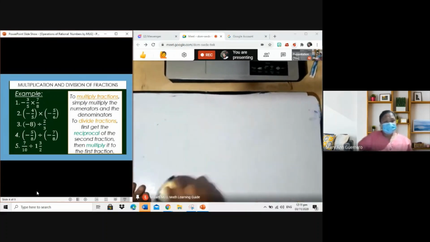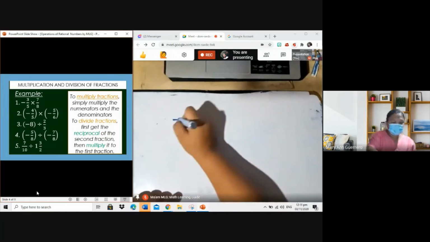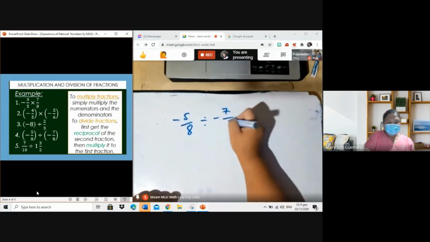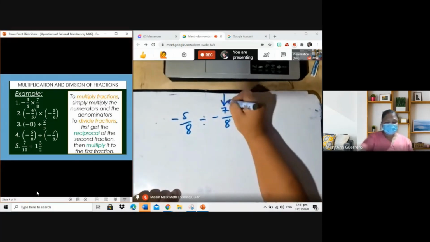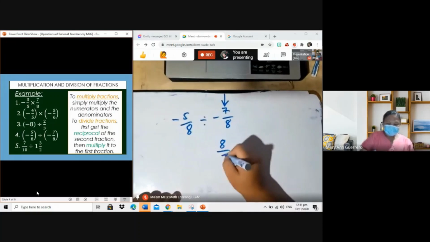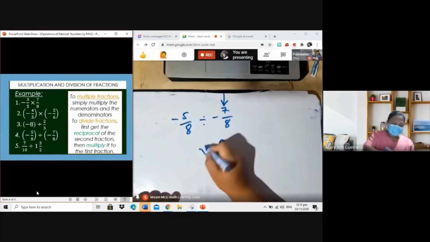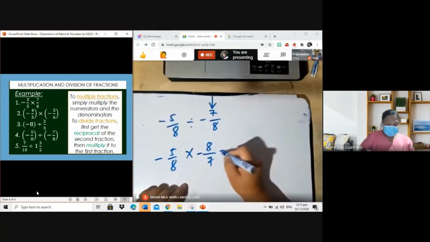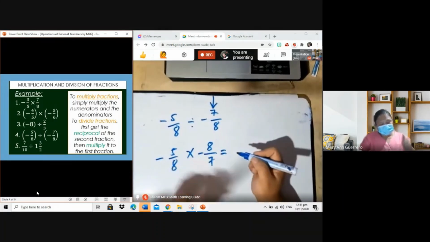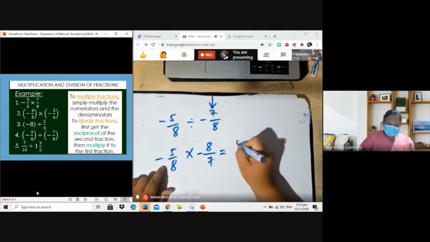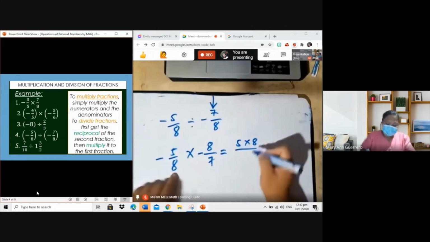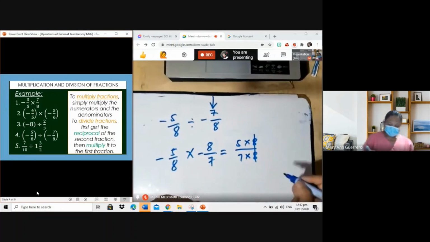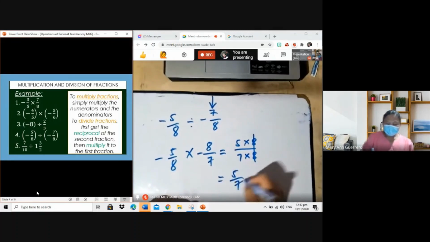Next, we have negative 5 over 8 divided by negative 7 over 8. First, get the reciprocal of the second fraction: 8 over 7, negative. Multiply it to negative 5 over 8. Negative times negative is positive. So let us multiply 5 and 8 and 7 and 8. We can do that by the commutative property. So we can cancel this, and the answer is 5 over 7.